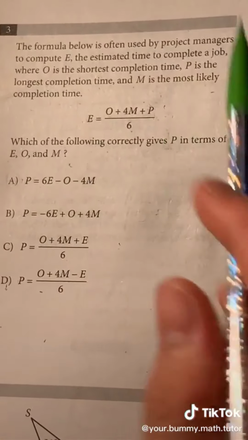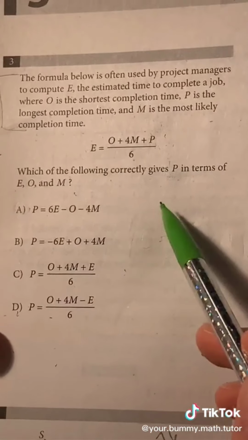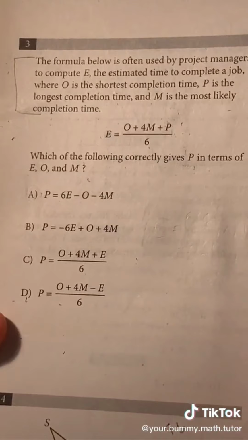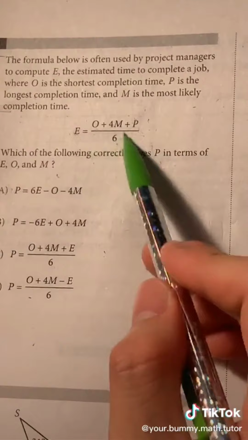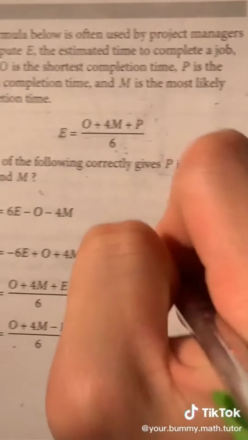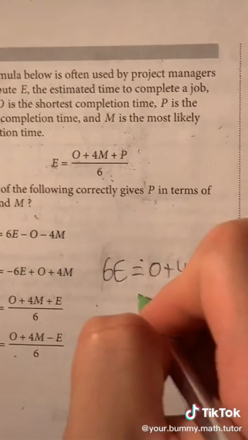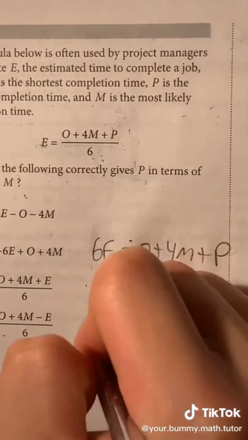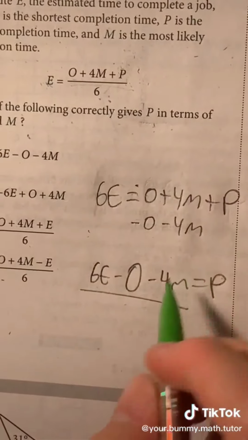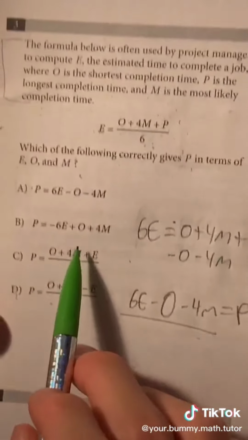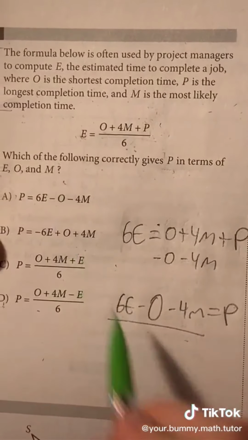Well, first looking at the question, the beginning part is practically useless as it doesn't tell us much about how to isolate P. So the first step is to multiply both sides by 6 to isolate P. So 6E is equal to O plus 4M plus P. The next step is to subtract O and 4M from both sides. So 6E minus O minus 4M is equal to P. So this is what you have, and you just look over here. And, well, if you multiply both sides, wait, no, it's not this. Oh, look, it's right here.